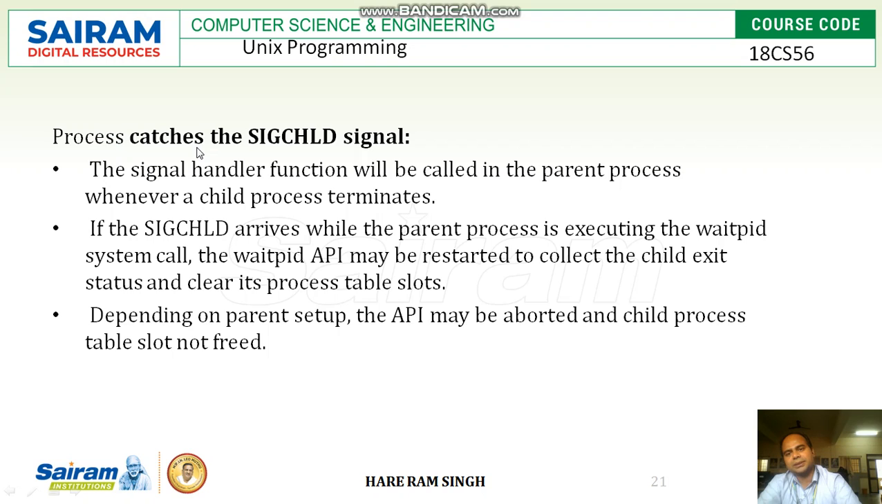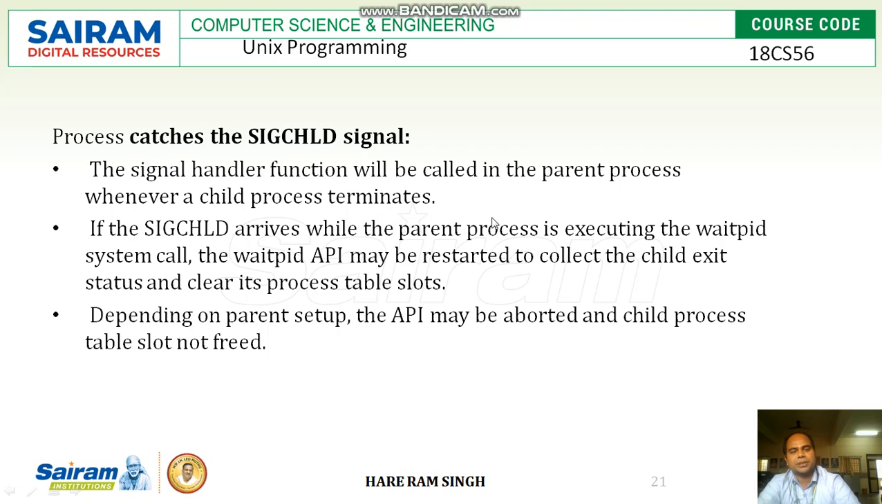Now, the third case, when the process catches the SIGCHLD signal and invokes a signal handler function. The signal handler function will be called in the parent process whenever a child process terminates. So, whenever a child process gets terminated, a parent process can invoke the signal handler function to handle the SIGCHLD signal. If the SIGCHLD arrives while the parent process is executing the waitpid system call, the waitpid API may be restarted to collect the child exit status and clear its process table slot.